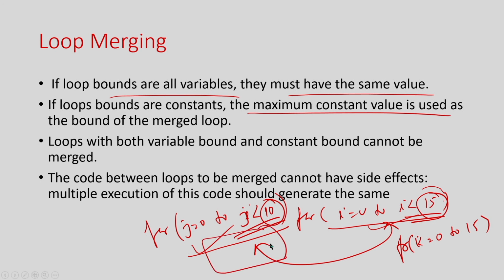Okay. But if one loop is of variable bound, that means it is i from 1 to n, and this is 1 to 10, I cannot merge them, because I do not know the value of n, right. So, that is why I cannot merge such loops into one. And also, once you merge these two pieces of code, we have to make sure that there is no side effect, right. That means merging together will not change the functionality or behavior.